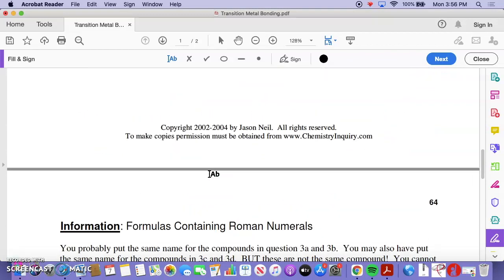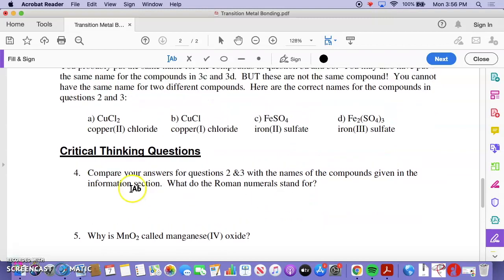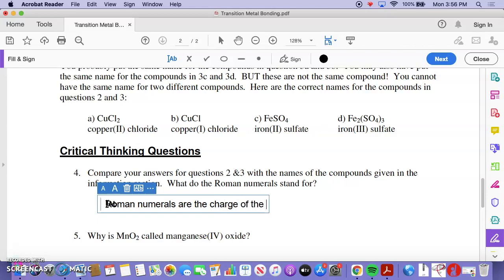Okay, we have those in, and here's the answers. And so put the name and compounds, they have Roman numerals. Remember, the Roman numerals are the charge, okay? So that's your answer to number 4. What do the Roman numerals stand for? Roman numerals are the charge of the ion.